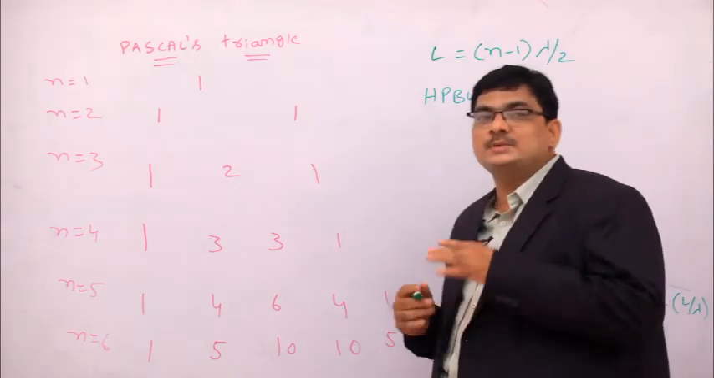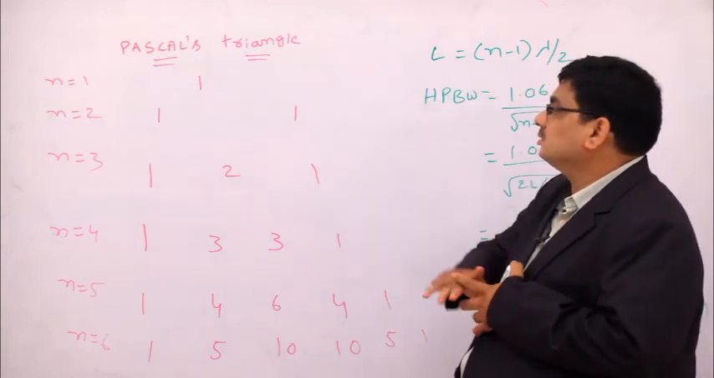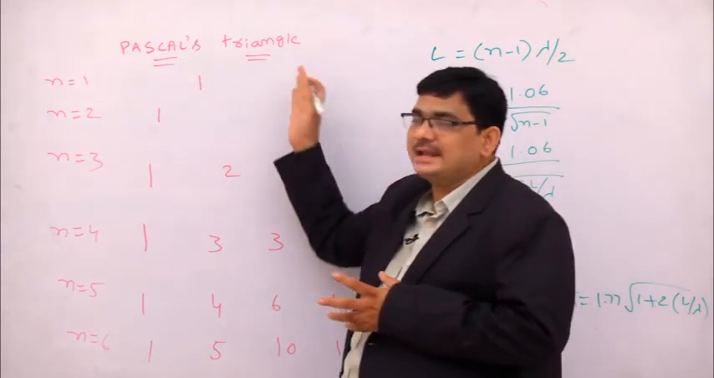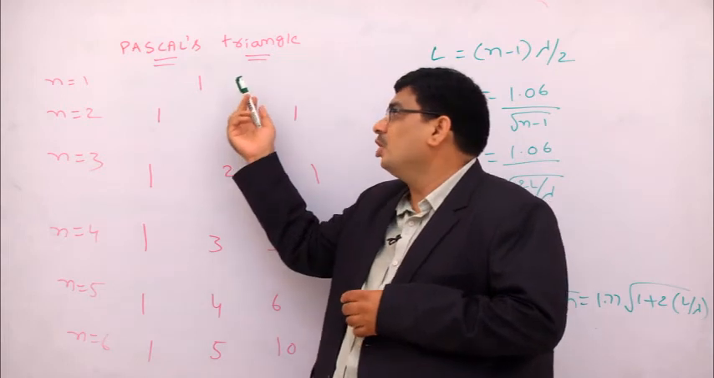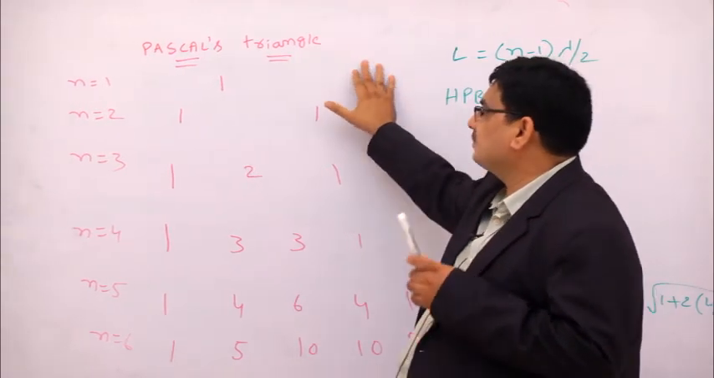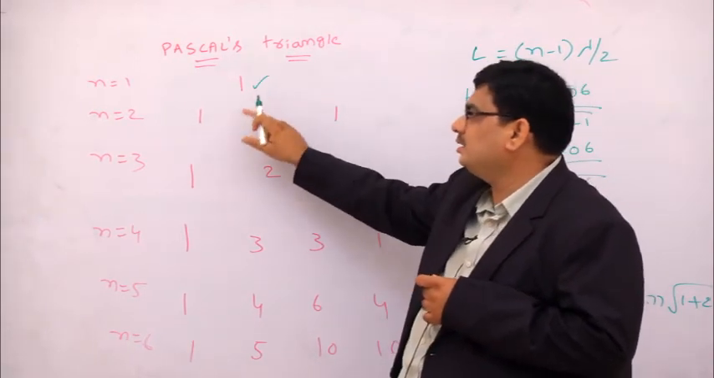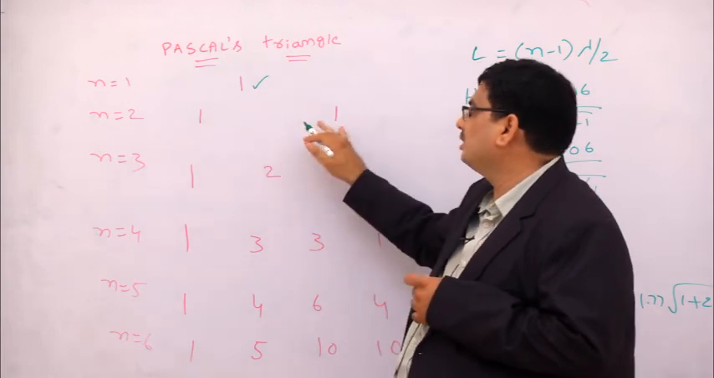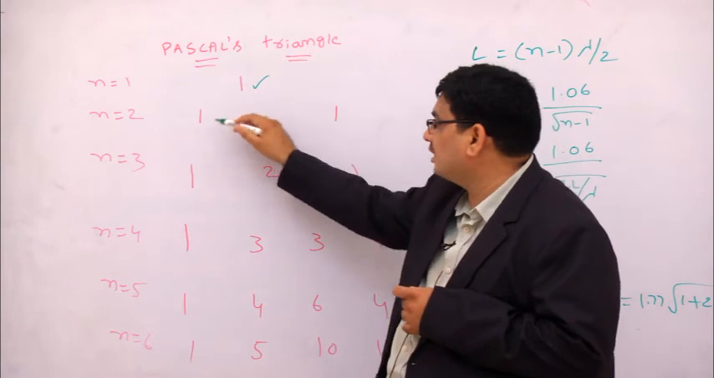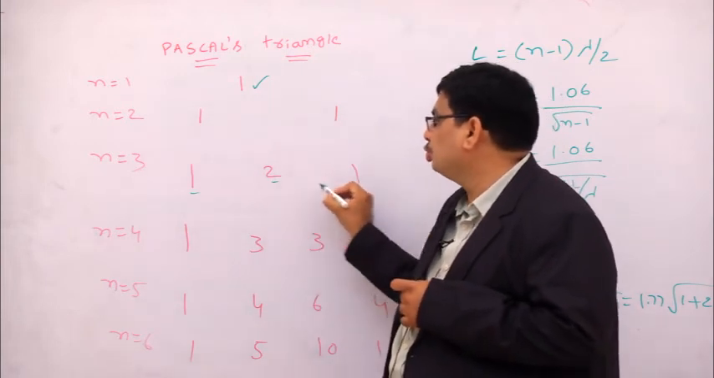So how will we decide the positions of the elements? By using Pascal's triangle or Pascal's distribution, we can arrange our elements. In Pascal's triangle, for n equal to 1, you have only one element, 1, and for n equal to 2, 1 and 1, that is the current distribution of magnitudes 1 and 1. For n equal to 3, you have 1, 2, 1.